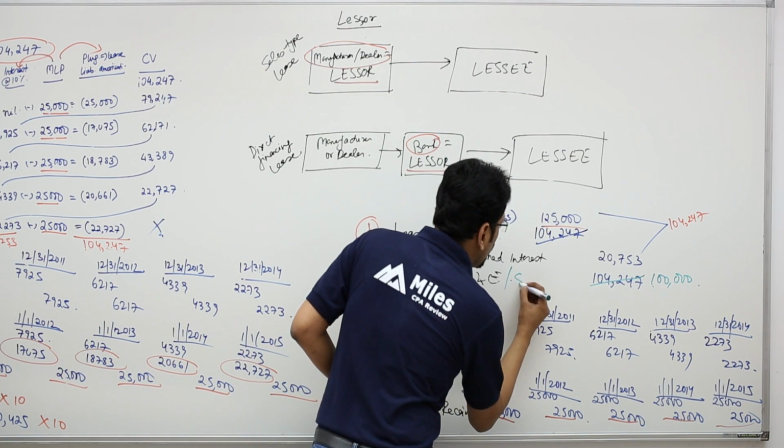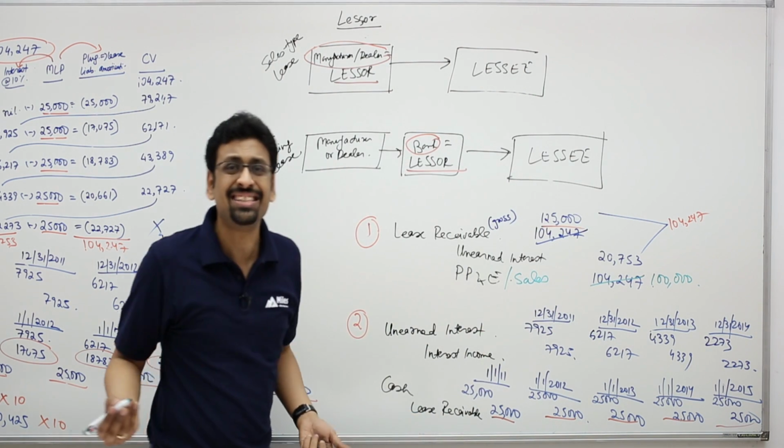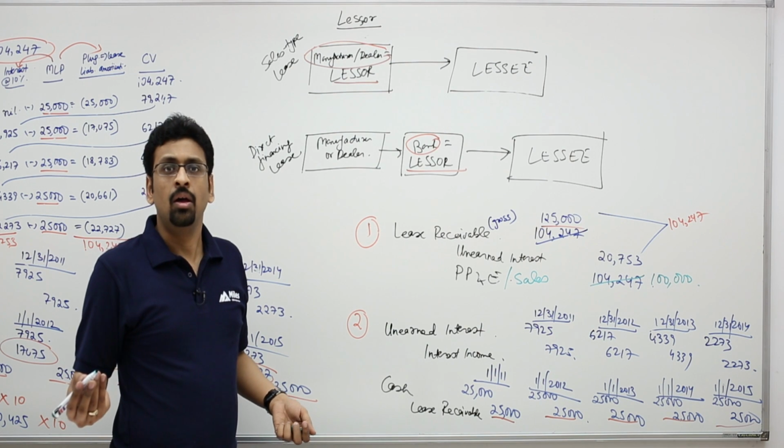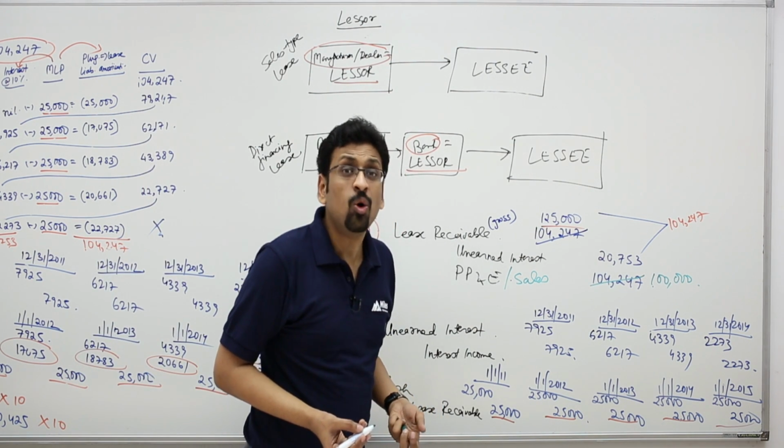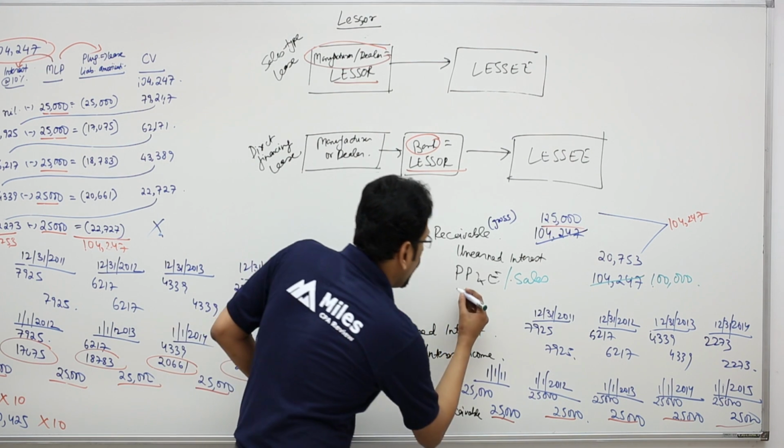And for them, it's no longer PP&E going out. It's actually a sale happening. Where does the remaining 4,247 go? That is the gain on sale.